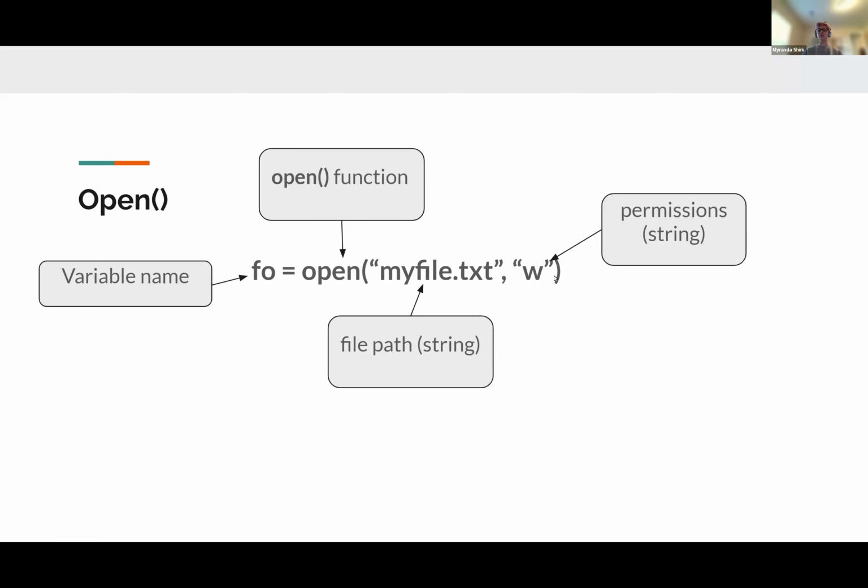Now remember, a permission is just what you're allowing the program to do with the file. Is it allowed to read the file, write the file? Is it allowed to delete the file or create a new file? So there were a couple different permissions that we looked at last class. The main ones are R for read, W for write, A for append, which just means add to the end of the file, and X for creating a new file. Most of the time, we'll just be using R plus, which means you can read and write, or W just for writing. Yes, David.